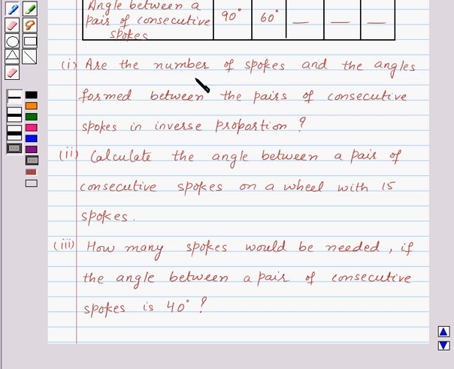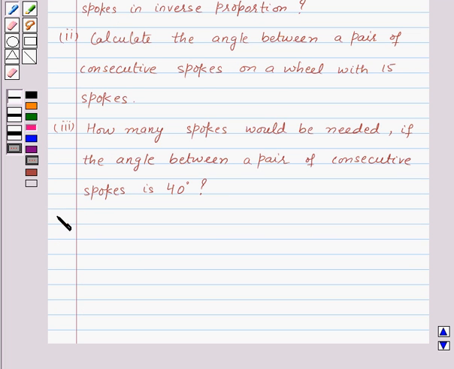First, are the number of spokes and the angles formed between the pairs of consecutive spokes in inverse proportion? Second, calculate the angle between a pair of consecutive spokes on a wheel with 15 spokes. Third, how many spokes would be needed if the angle between a pair of consecutive spokes is 40 degrees? Let us proceed with its solution.